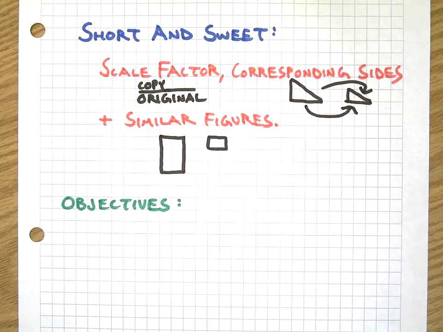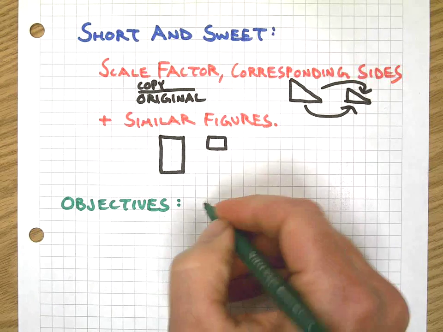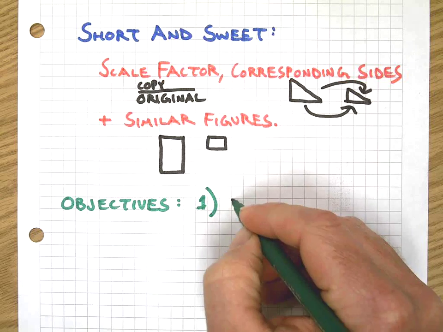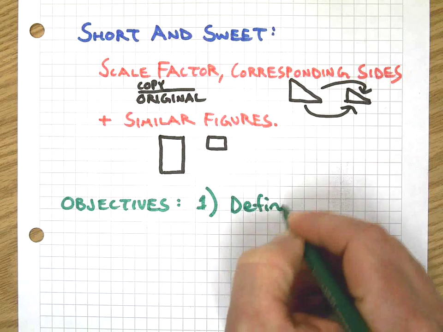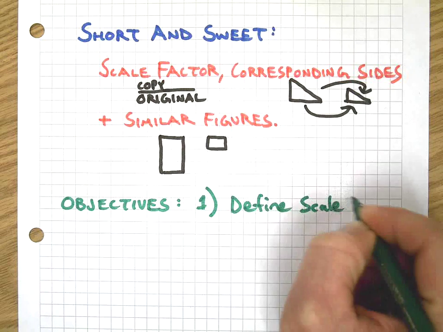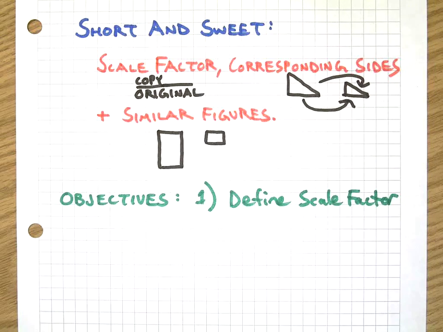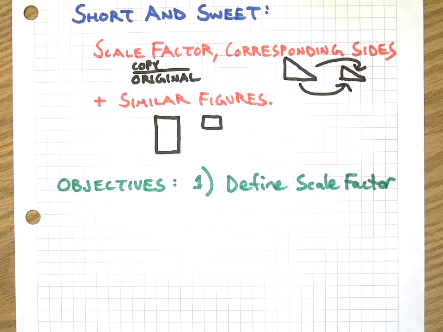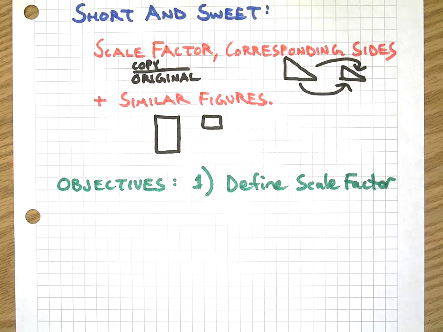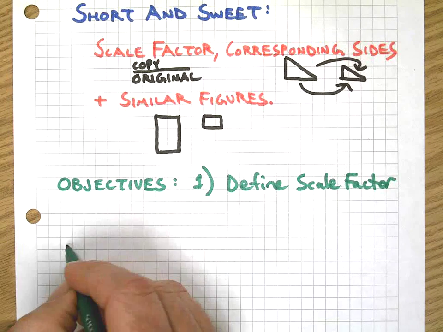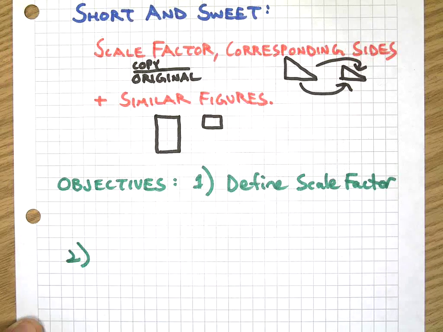We have 3 objectives today. The first one is we're going to define scale factor because we can't use it correctly if we don't know what it is. Functionally know what it is, like not just the dictionary definition, but how it works and what it means. Then I'm going to leave some room there because we're actually going to define it.